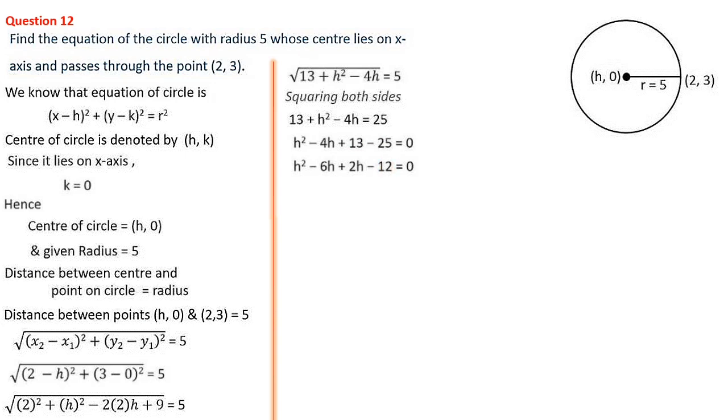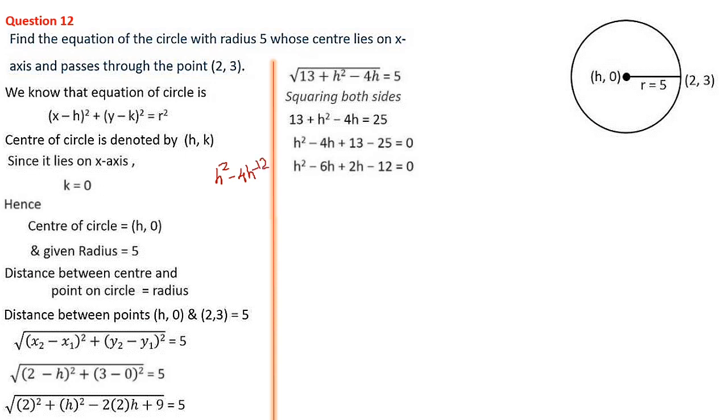Then we are splitting the middle term. Actually 13 minus 25 we have written as minus 12. At the same time we are factorizing by splitting the middle term. I will just show you the equation, that is better for you. The equation will be h square minus 4h minus 12.